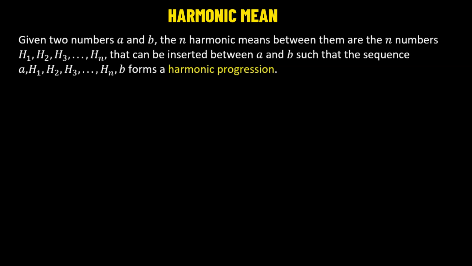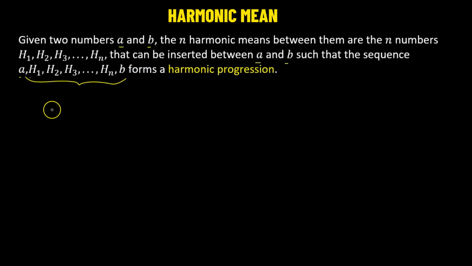Let's try to understand harmonic mean. Here, let's say we are given two numbers, A and B. Then we have n harmonic means between them. That means there are n numbers represented by the sequence h1, h2, h3, all the way up to hn. These numbers are inserted between the two numbers A and B in such a way that the sequence starting with the first term as A, followed by the n numbers that we mentioned, and with the last term being B, forms a harmonic progression.